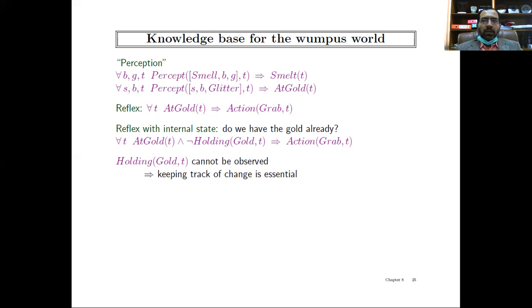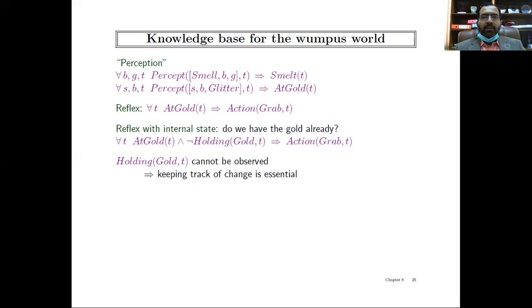So now what to do? Now let's suppose we have a glitter. We are at gold. So what to do? If you talk about rational action, what should an agent do? If the agent is at gold, the action is to grab the gold, because that is the task which is being assigned to it.